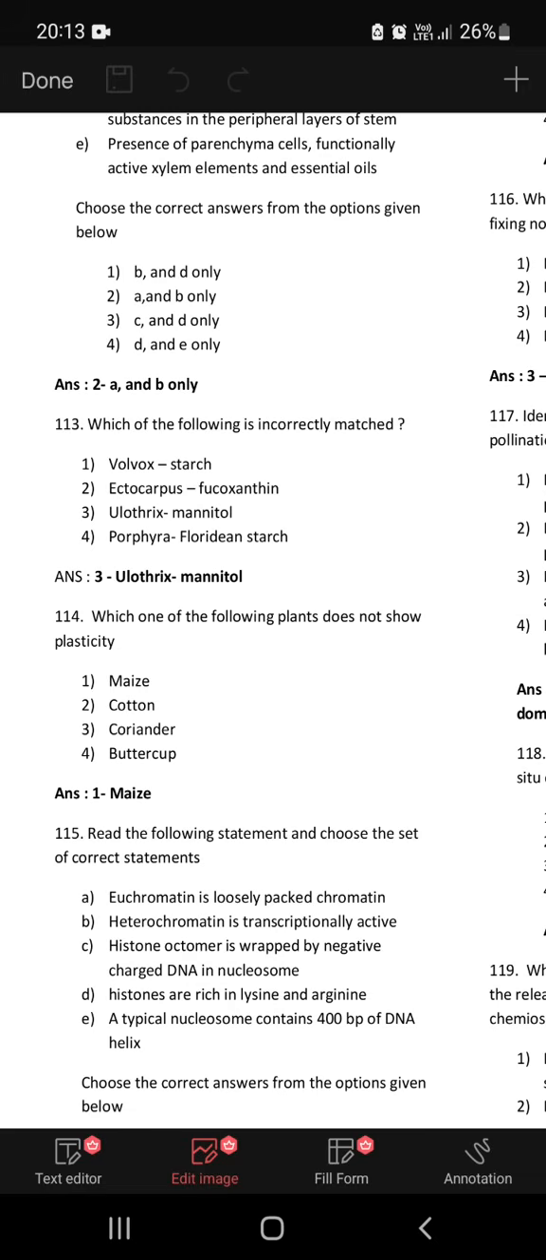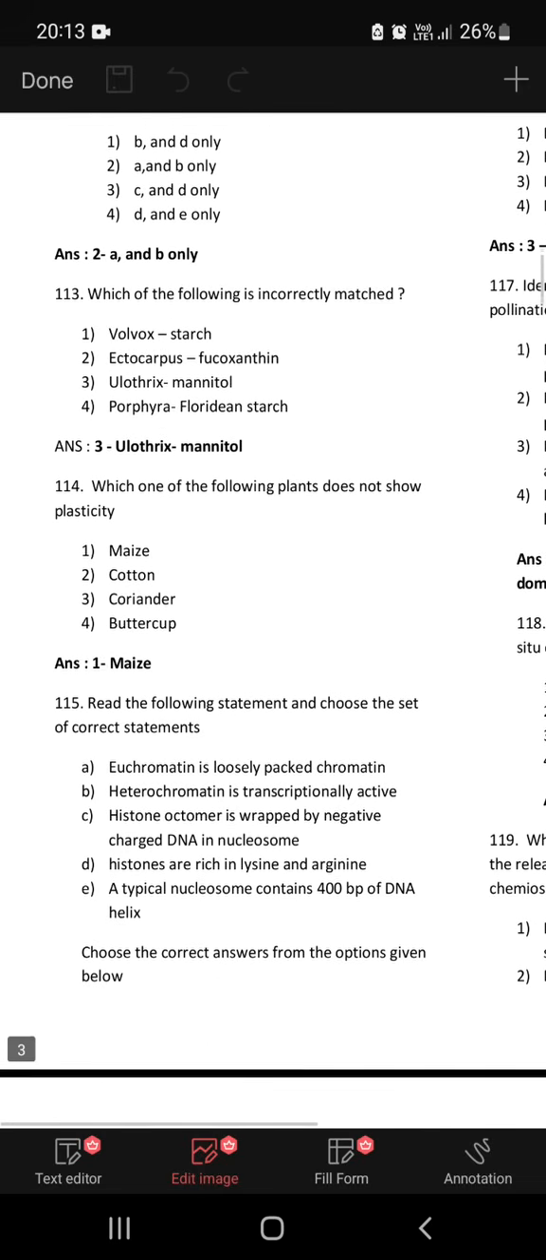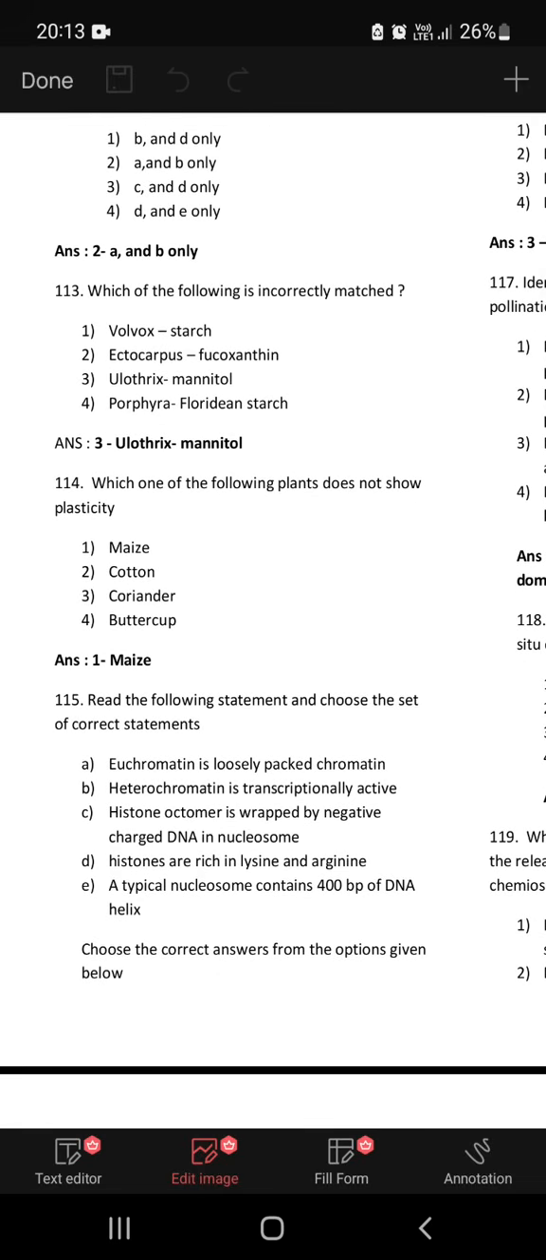Which one of the following plants does not show plasticity? Is it maize, cotton, coriander, buttercup? So the plasticity in plants, so flexibility in plants is not seen in maize. So the heterophylly and other things, they are all not seen in maize. So maize is the answer. Read the following statements and choose the set of correct statements. So here, it is again a voluminous question.